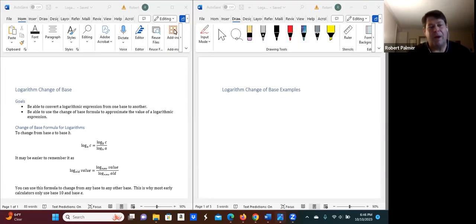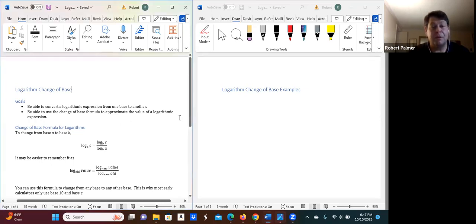Hello, everyone. Welcome back. Today I want to talk about the logarithmic change of base formula, how we can go from one base to another. Our goal is to understand how to use it, how to convert from one logarithmic expression in one base to another, and also to use that to approximate a value of a logarithmic expression that's in an inconvenient base.